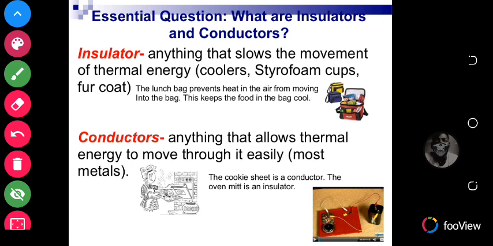Anything that slows the movement of heat energy or thermal energy, or prevents heat from moving through it, is called an insulator. And anything that allows heat to pass through is called a conductor. So anything that allows thermal energy to move through it is called a conductor. Examples of conductors are iron or any form of metal.